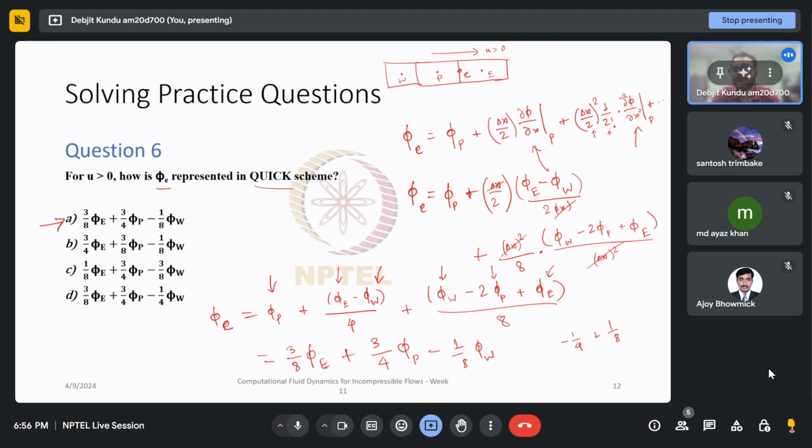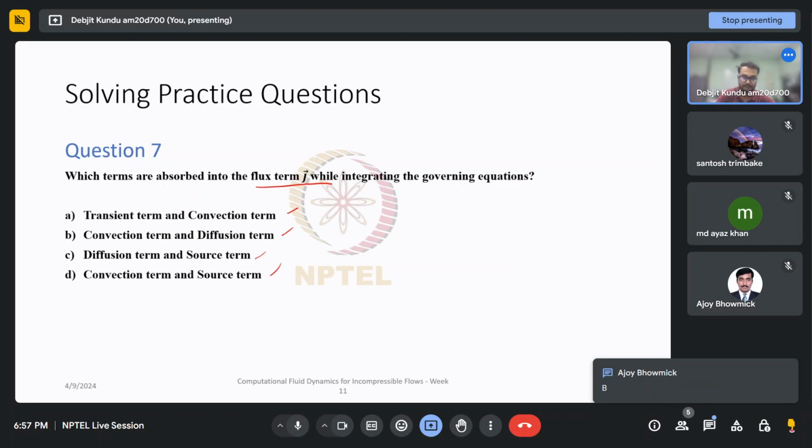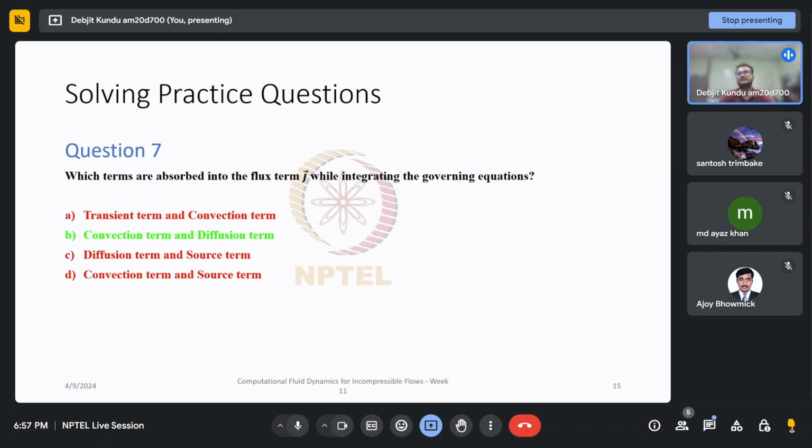All right, so moving along, we'll now move on to question number 7, which is asking us which terms are absorbed into the flux term J while integrating the governing equations. Is it option A, the transient term and convection term? Option B, the convection term and diffusion term? Option C, the diffusion term and source term? Or option D, the convection term and source term? So this is something which we had discussed earlier. Everyone is quickly responding towards B, convection and diffusion term, which is indeed correct.